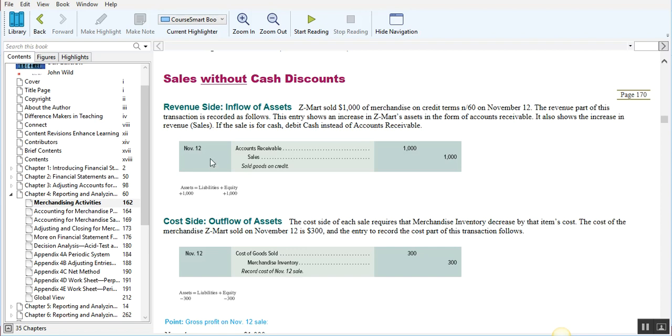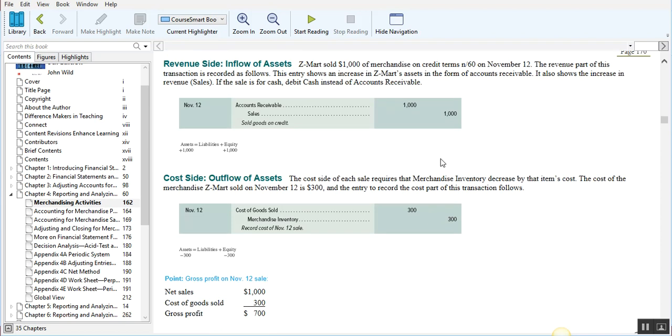So here is the sale that it's recorded. Z-Mart sold $1,000 of merchandise on credit, terms net 30 on November 12th. So they're receiving, or going to receive, $1,000 in future payment from this customer. So they debit accounts receivable and credit sales. Now that's the retail side of that transaction, but that's not the only one we need to do.